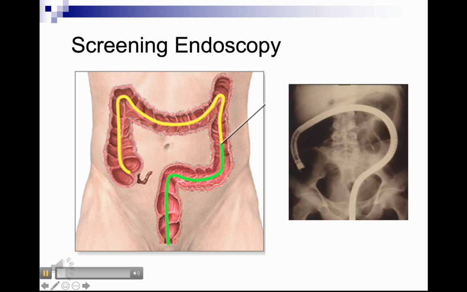Colorectal cancer screening used to begin at age 50, and now it's age 45. Screening colonoscopy to pick up the earliest changes that could be suggestive for colorectal cancer. Removal of polyps and biopsy reduce the risk for colorectal cancer.